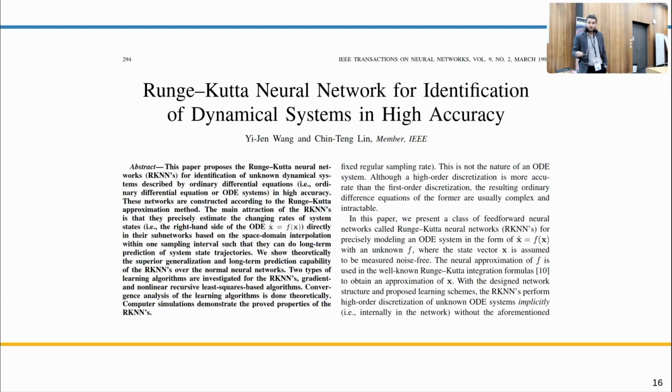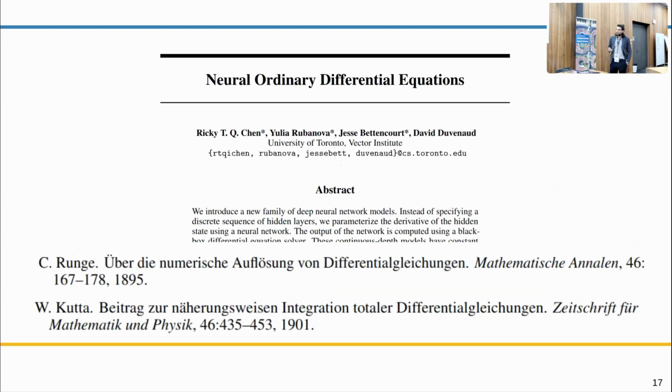So a historical note, these methods were already introduced in the 90s under the name Runge-Kutta neural networks. And this paper received between 100 and 200 citations in the past 2 to 3 decades. And then in 2018, another paper appeared in the NeurIPS conference proceedings, which was called Neural Ordinary Differential Equations. And what's interesting is that the authors cite the contributions from Runge and Kutta, but not the Runge-Kutta neural network paper. And this one now has a couple of thousand citations.